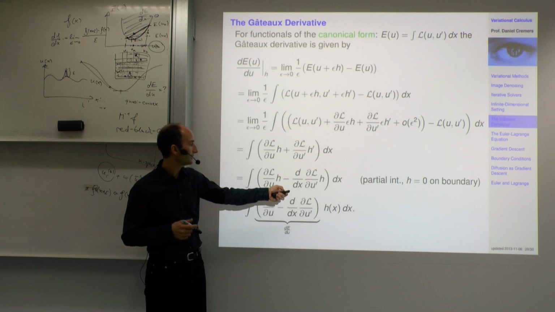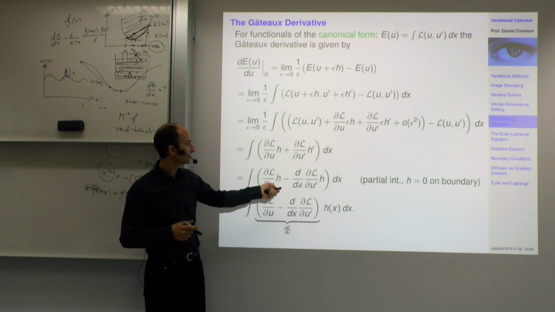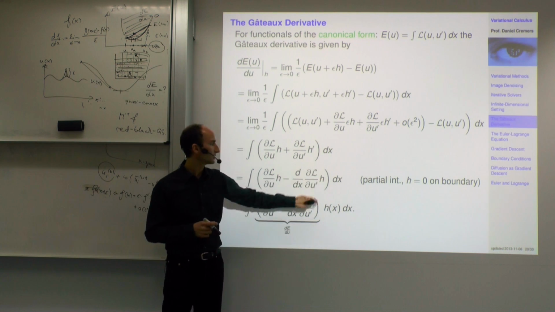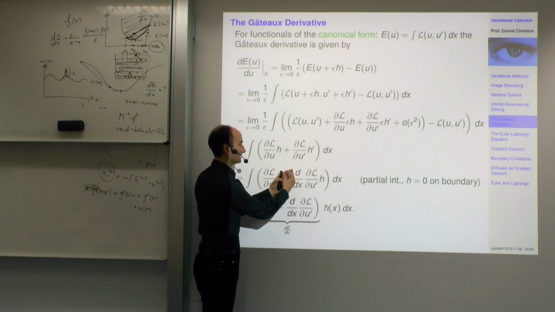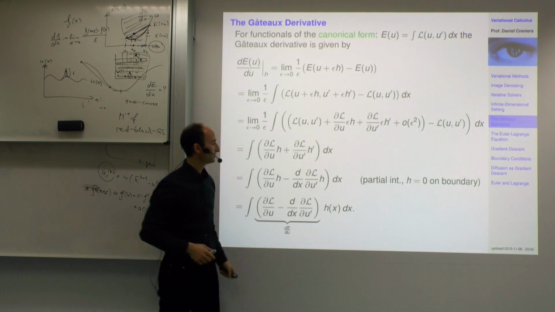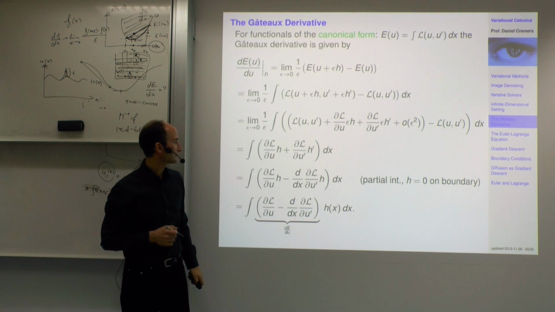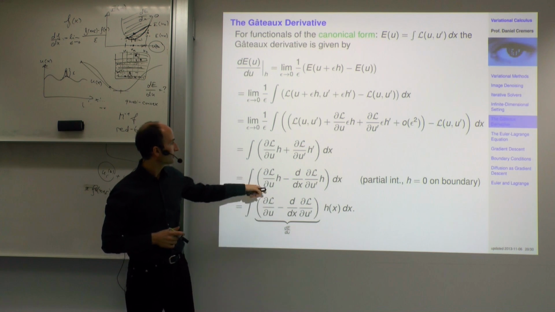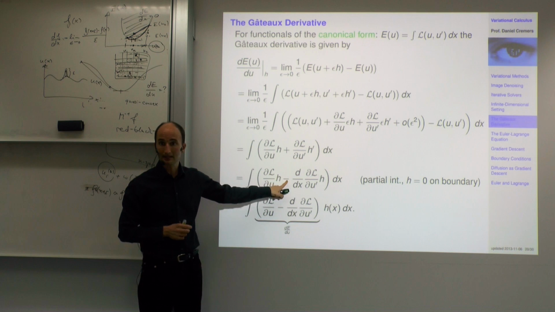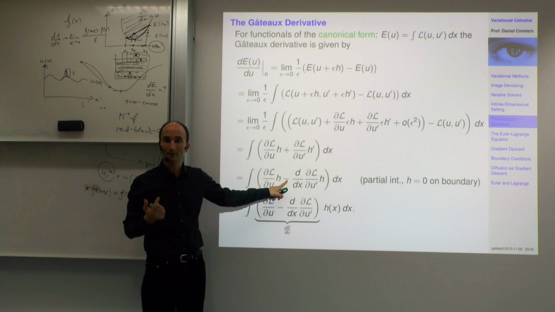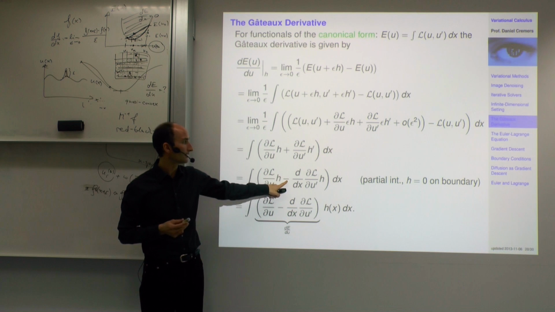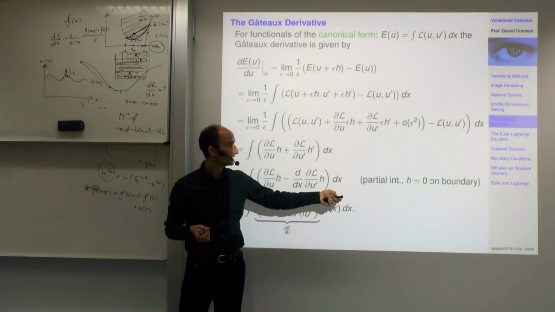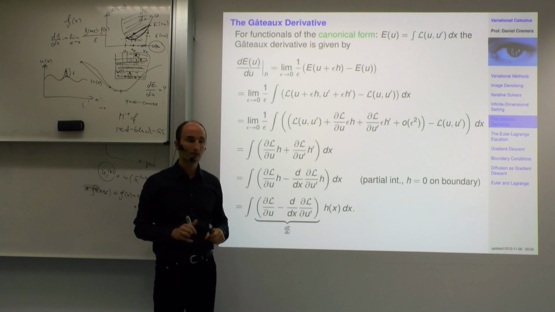H prime is dh by dx, so we can carry the derivative over to the first term, d/dx of dL by du prime, and then we just have h here. So this should be read as the derivative being applied to just dL by du prime. Of course, integration by parts means the sign changes, and then as you may remember from high school or wherever you had integration by parts, there are boundary terms. But we'll assume for now that h is 0 on the boundary, so there are no boundary terms.